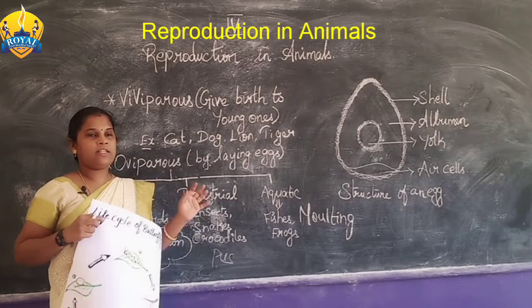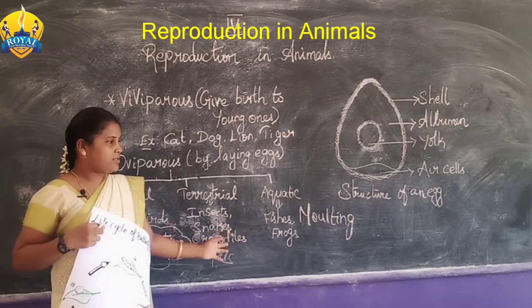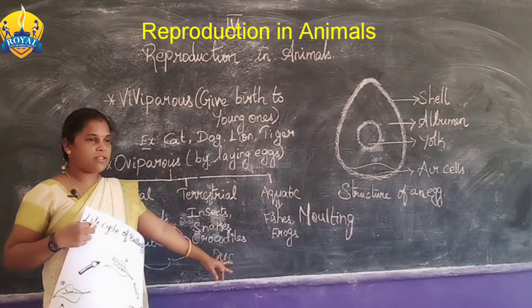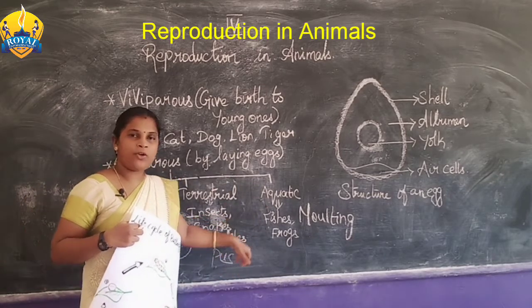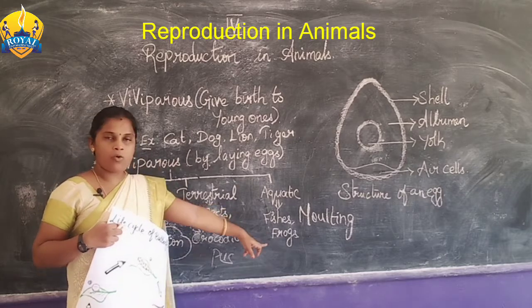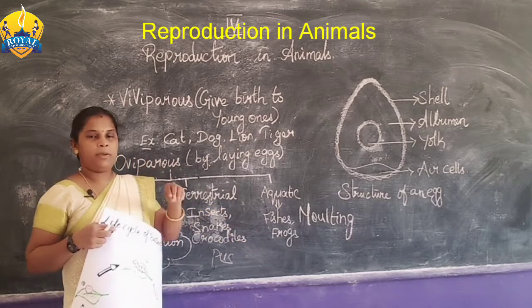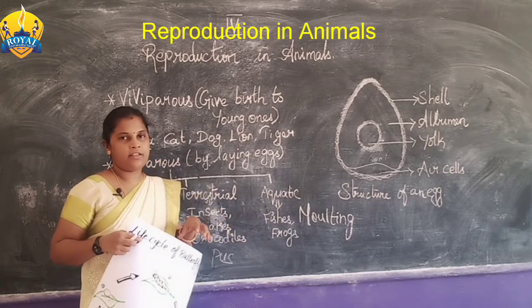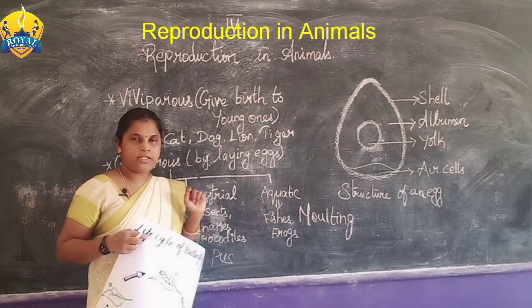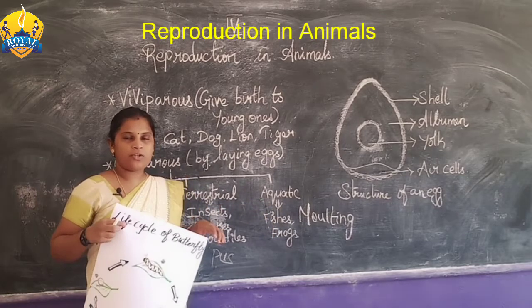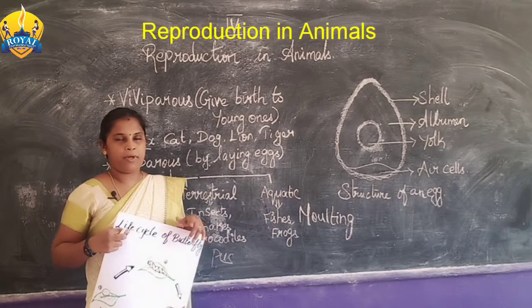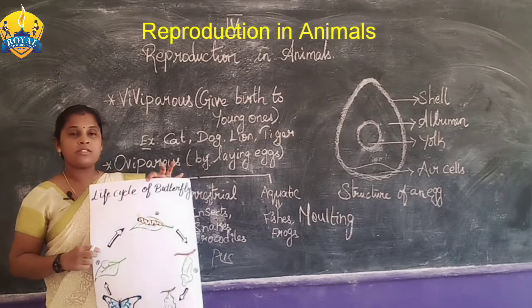Okay, we saw the life cycle of the cockroach, right? What are the three stages of the life cycle? How many stages are there in a cockroach? Three stages. What is molting? Molting means that a baby cockroach can shed its skin. That process is called molting. So what is the name of the baby cockroach? That is called a nymph. Now we will see the next one, the butterfly.